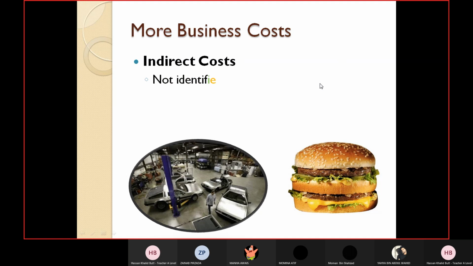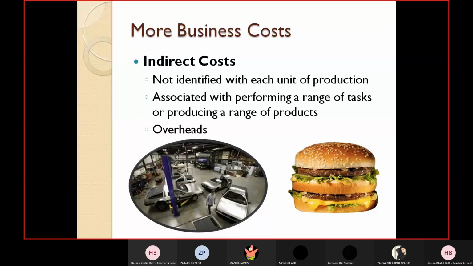Okay. So not identified with each unit of production, associated with performing a range of tasks or producing a range of work. Okay, just leave it. What I explained. And it is also called overhead. So fixed cost, indirect cost, overheads, it is the name of the same cost. Whatever name we are using, overhead, indirect cost, and fixed cost.